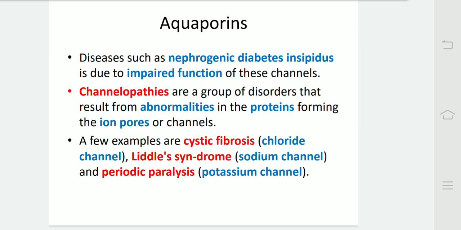Diseases such as nephrogenic diabetes insipidus are due to the impaired function of the channel. Channelopathies are a group of disorders that result from abnormalities in the protein forming the ion pores or channels. A few examples are cystic fibrosis, which involves chloride channel, then Liddle syndrome, which involves sodium channel, and periodic paralysis, which involves potassium channel.